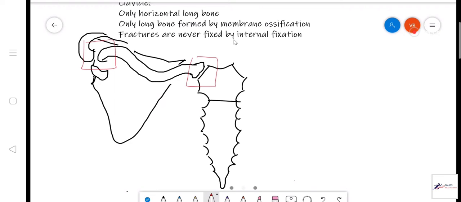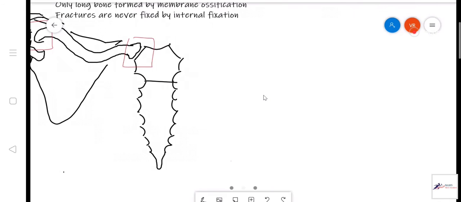Now, there are features on the surface of the clavicle also. The clavicle has a superior surface and an inferior surface. On the inferior surface of the clavicle, you will see that the clavicle has two small projections present on the inferior end. These two small projections look like this.